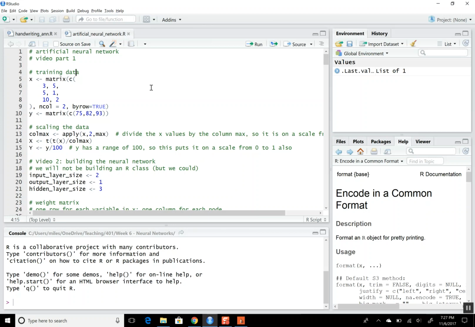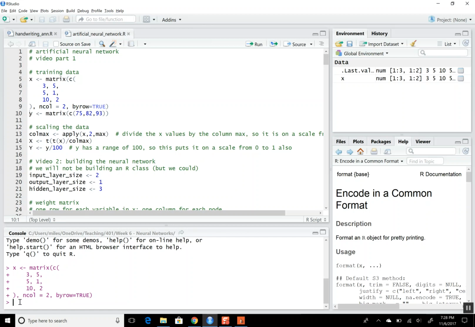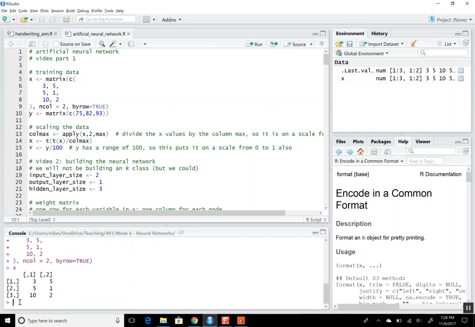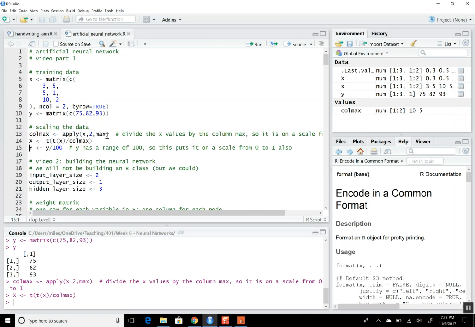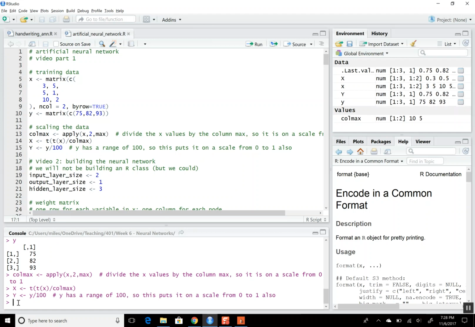Kind of. All right, so we'll just start off with our training data X. If I look at X, there's our training data, and then our outputs are Y. What we're going to do is put everything on a scale from 0 to 1. So we're going to take each column and divide it by its column max, and we'll take Y and divide it by 100.